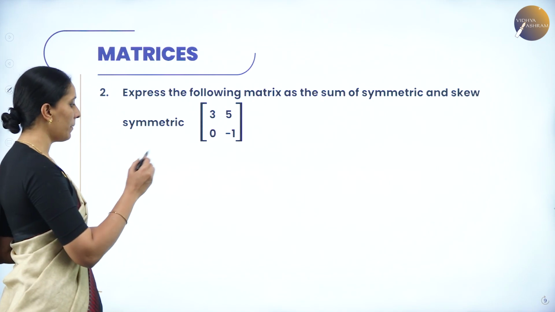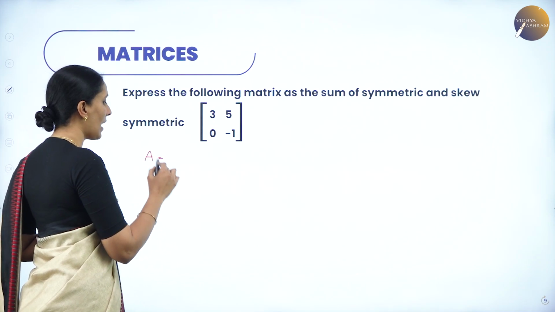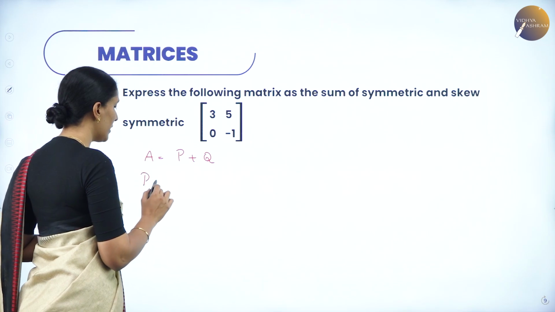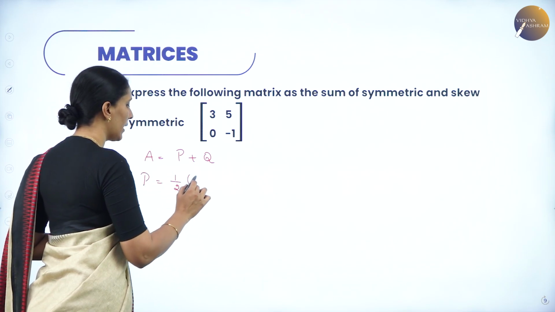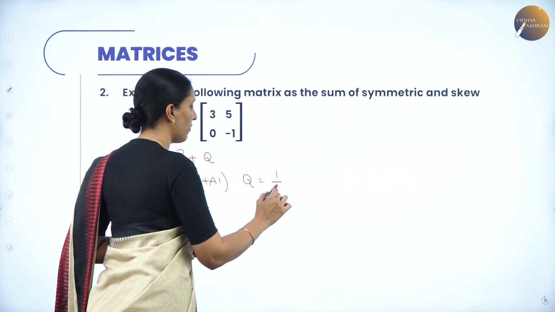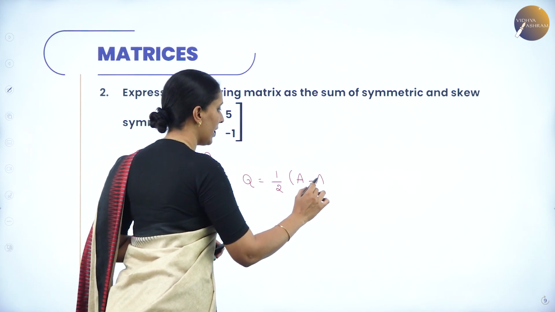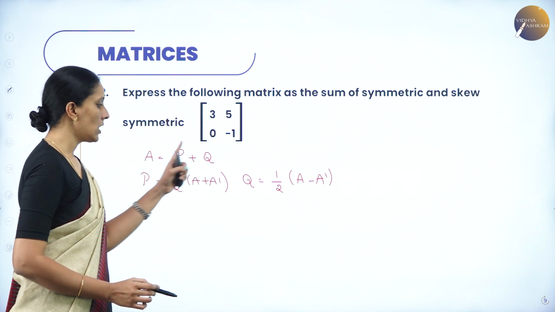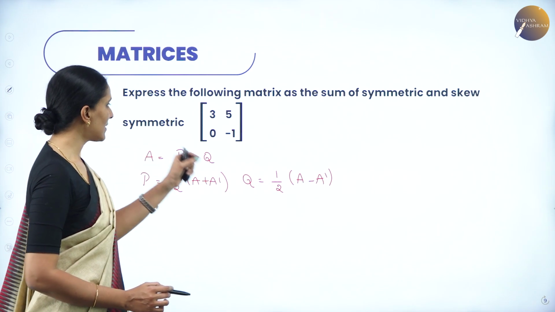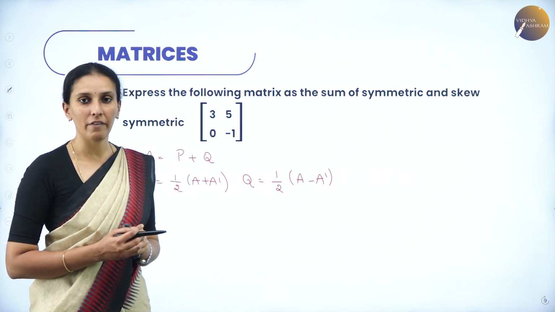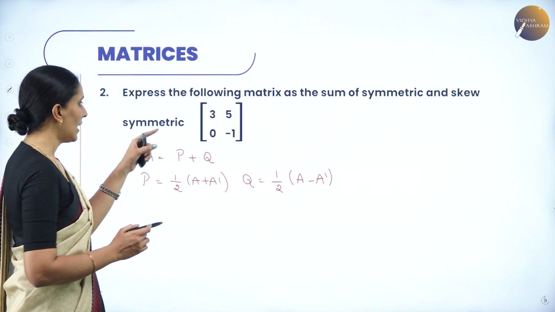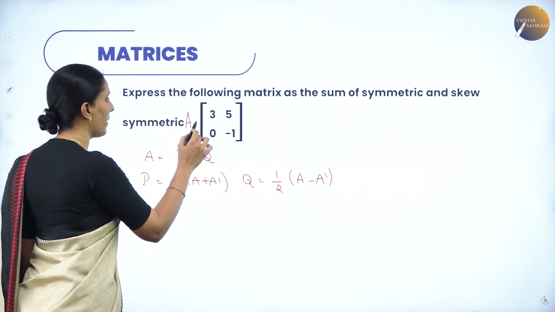Next, express the following matrix as a sum of symmetric and skew symmetric matrices. Now we know that any matrix A can be expressed in the form of P plus Q, where P is half of A plus A dash and Q is half of A minus A dash, where P is symmetric and Q is skew symmetric. So using this theorem, we are going to express the matrix [3, 5; 0, minus 1] in the form of P and Q. First, let us consider this as matrix A.